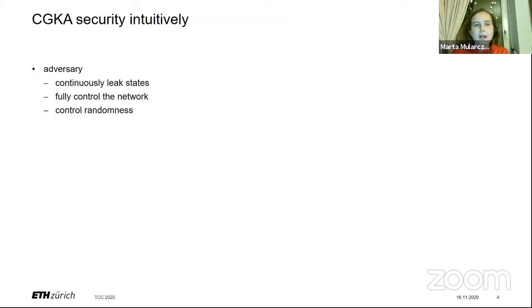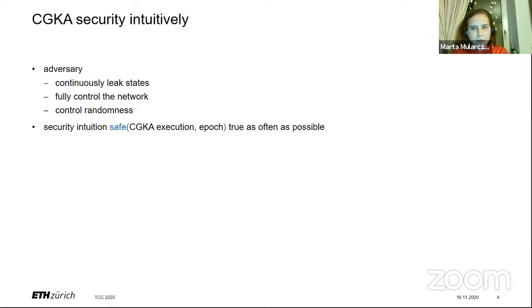Now, what about security? We target adversaries that continuously leak states, as I said. They fully control the network, so this is asynchronous. It includes injecting, reordering, and dropping messages, and we model bad randomness generators. All of these adversarial powers are explicitly considered in standards like MLS. In this setting, the goal is basically to protect as many epochs as possible. You can think of a safety predicate that takes an execution where messages are sent, parties are corrupted, and so on, and an epoch created in this execution, and decides whether the shared key in this epoch is secure for your protocol or not. And this should be true as often as possible. This generalizes the well-known properties of forward secrecy and post-compromise security.